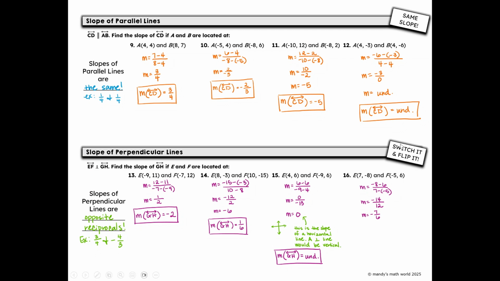So switch it and flip it. Take the opposite of the negative and then switch the numerator and denominator. So the slope of line GH in this case would be +6/7.